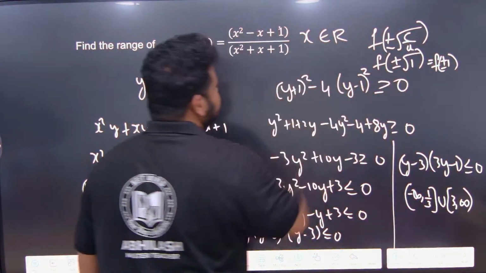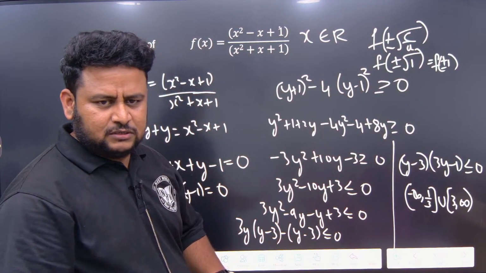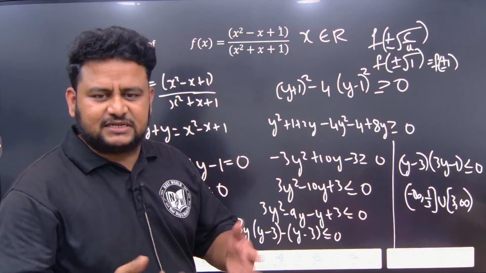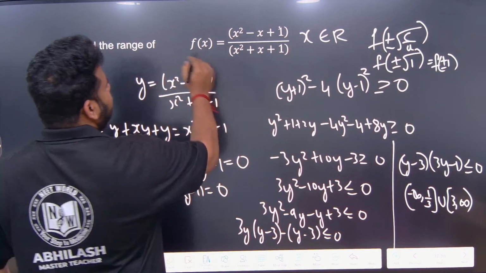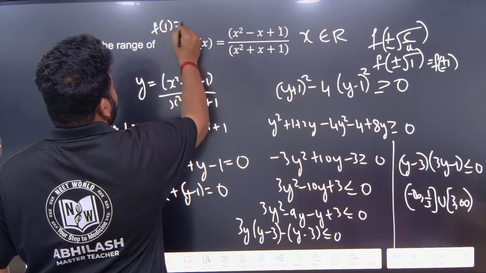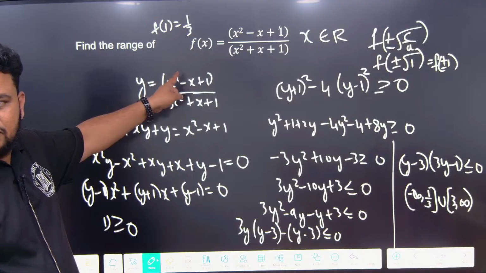So if I put f of plus or minus 1, one will be maxima, one will be minima. Just find out one, the other one will always be the reciprocal. If I put f of 1, what will I get? I will get 1 by 3. And f of 1 I will get as 1. Any doubt?